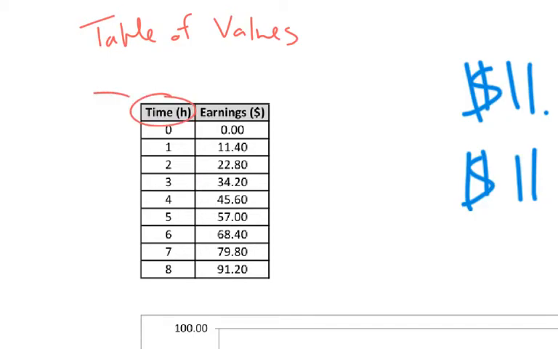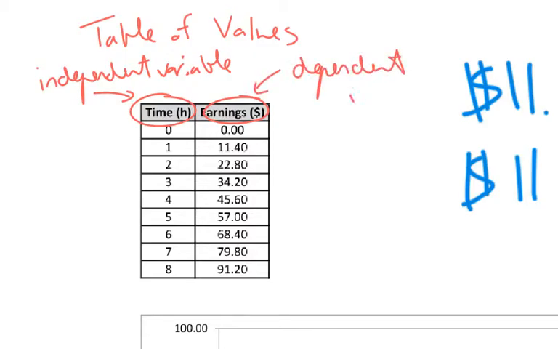Time is the independent variable, while earnings is the dependent variable. A lot of students get confused between the independent and dependent variable. This is how you can remember. Earnings depend on time. The more you work, the more you earn. It is not the opposite, where time depends on earnings, because that doesn't make any sense.